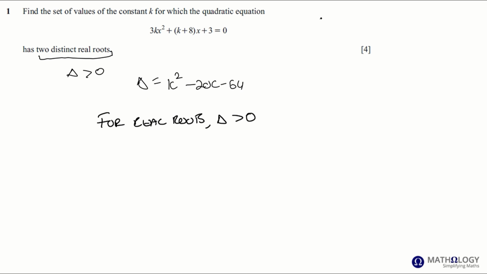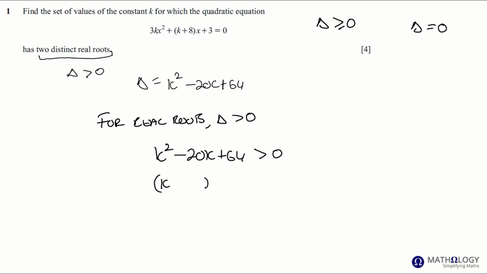For real roots, delta is greater than or equal to 0. But in this case, we're only considering delta greater than 0 because they want two distinct real roots. That means that the roots are not equal. If delta equals 0, we have two equal roots. So we are looking for two distinct or two unequal real roots. So delta is greater than 0. So k squared minus 20k plus 64 is greater than 0.